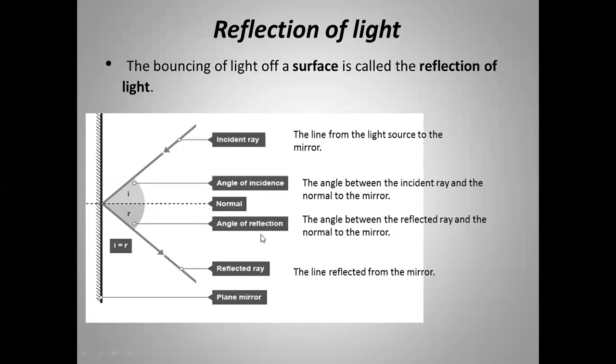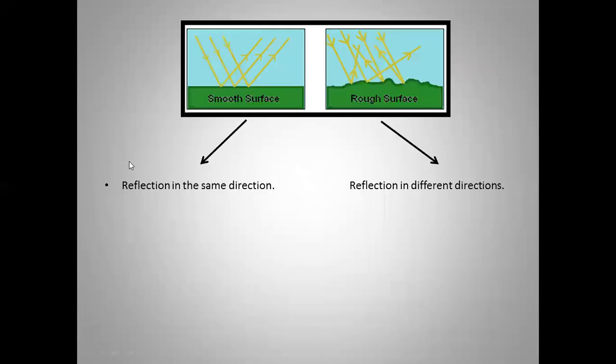The angle of incidence and the angle of reflection have to be equal to each other. The reflected ray, normal line, and incident ray all have to be on the same plane. If we have a smooth surface and a rough surface, the reflection on the smooth surface will be in the same direction, while the reflection on the rough surface will be in different directions.